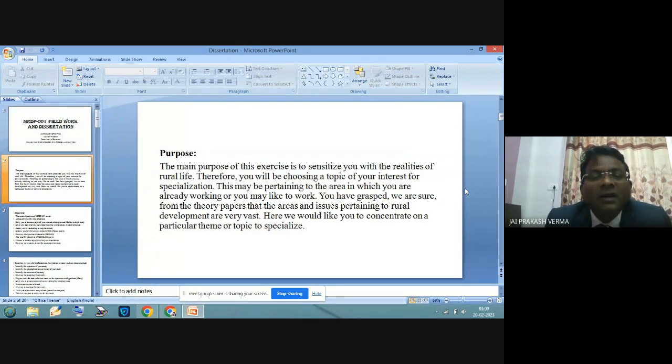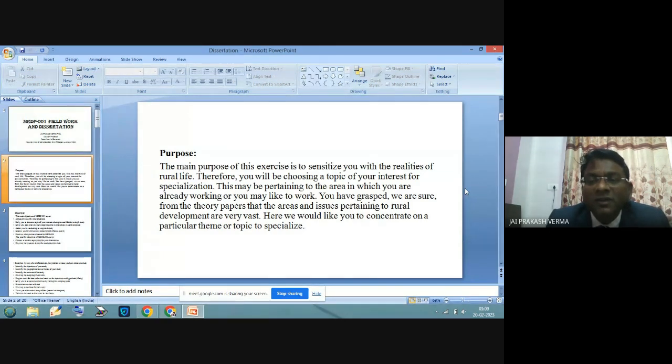Or you may like to work. Both are important. If you are working in rural areas, suppose in some program of rural development, you can choose a topic from there. And if you are not working in rural areas, but you like any topic which is related to rural development, then you must choose that. There is no problem.